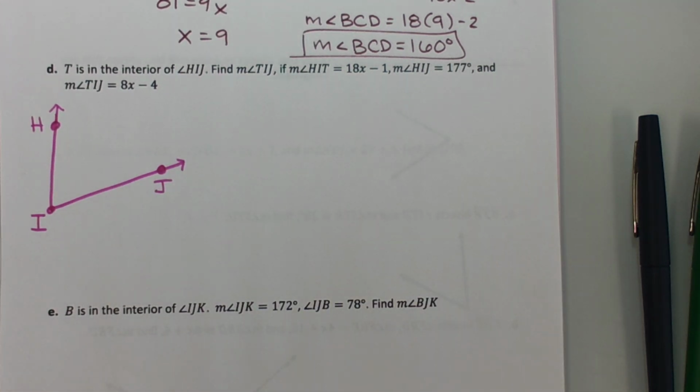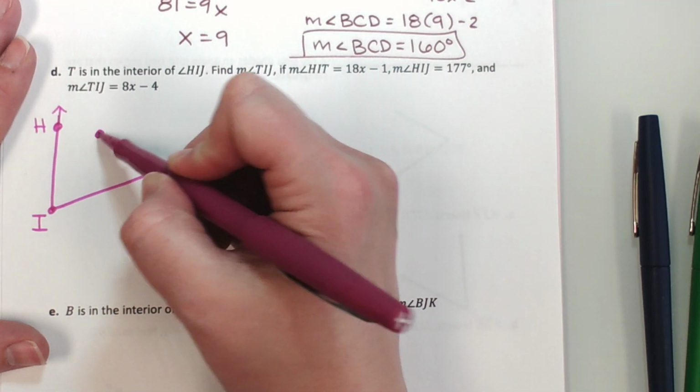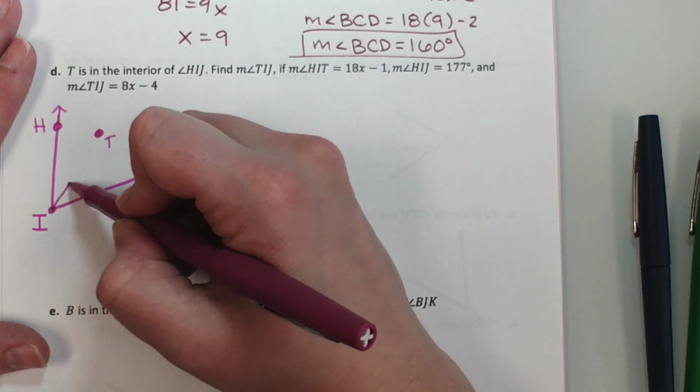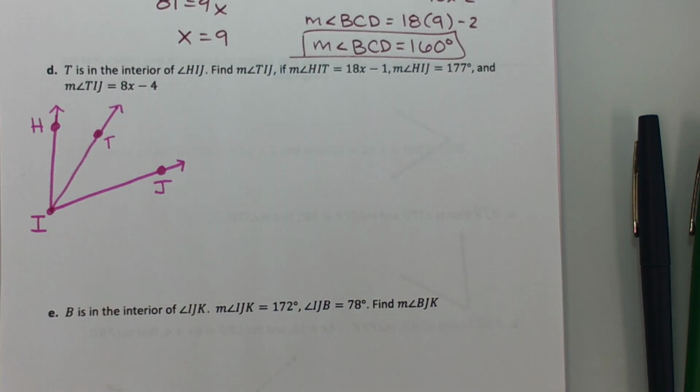Now it says T is in the interior. Means T's got to be like here-ish, in which I can draw the ray through it. From there, I do everything the exact same.